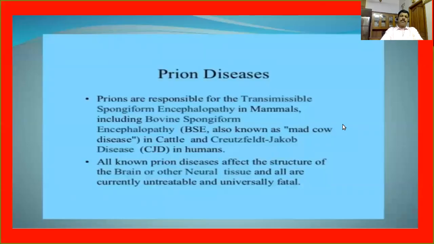Now we are going to discuss some of the most important diseases caused by prions, especially in cattle and humans. One of the most important diseases is BSE. Its full name is bovine spongiform encephalopathy. It is also known as mad cow disease. It is commonly seen in cattle. One of the most important diseases in humans caused by prions is CJD, Creutzfeldt-Jakob disease. Do you know all prion diseases affect the structure of the brain and other neural tissue? And all of them are currently untreatable and universally fatal.